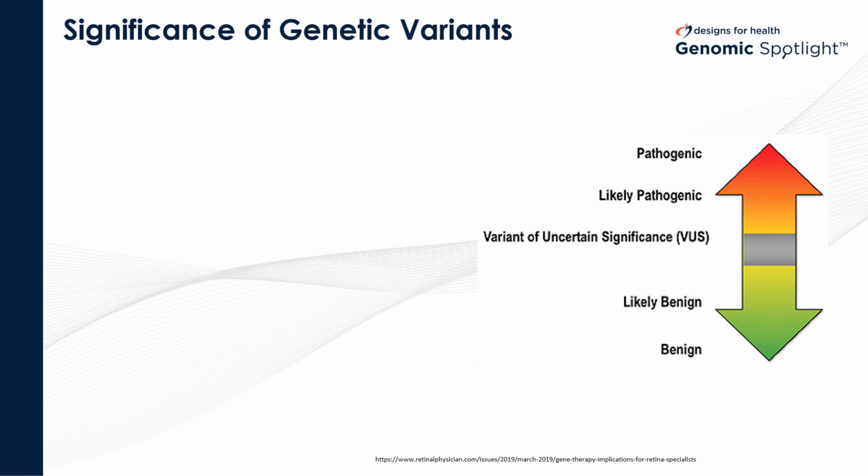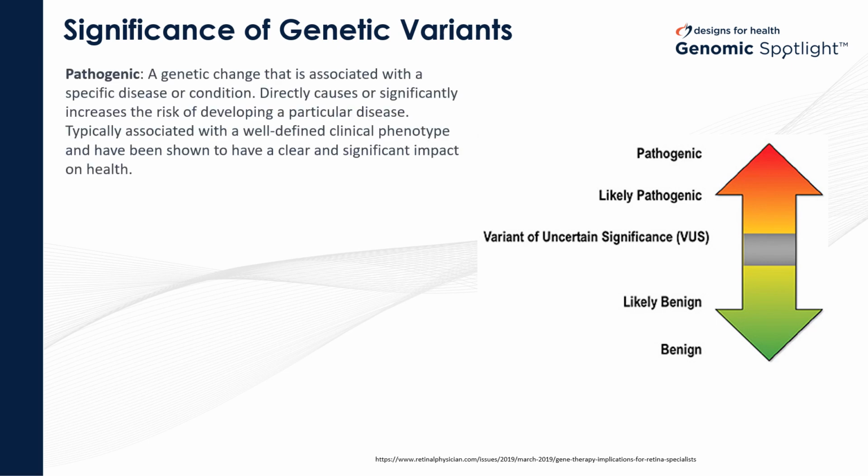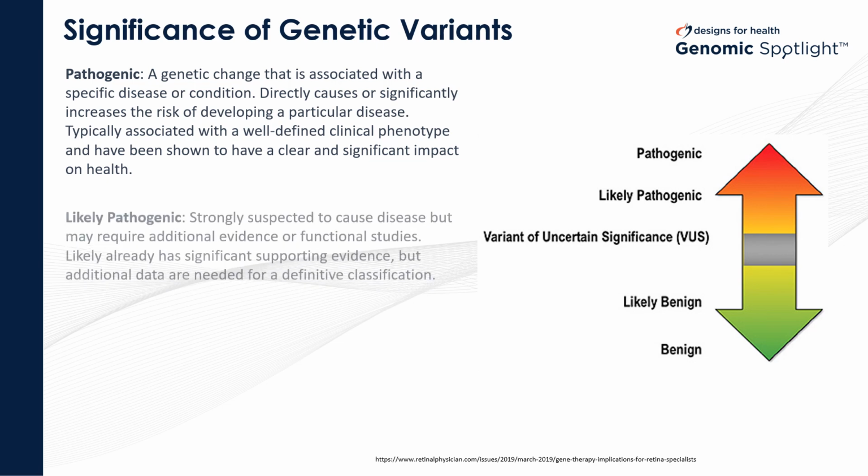In the context of genetic testing and variant classification, different terms are used to describe the potential effects of different genetic variants on a person's health. Pathogenic is one such term, a genetic change that is associated with a specific disease or condition. This directly causes or significantly increases the risk of developing the particular disease or health problem, typically associated with a well-defined clinical phenotype and shown to have a clear and significant impact on health.